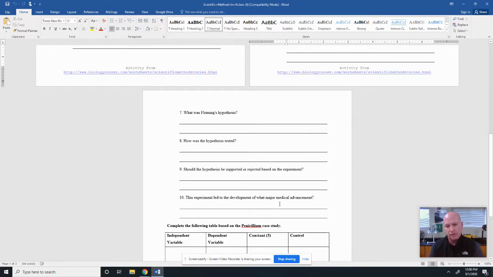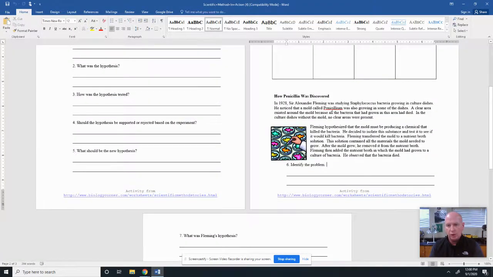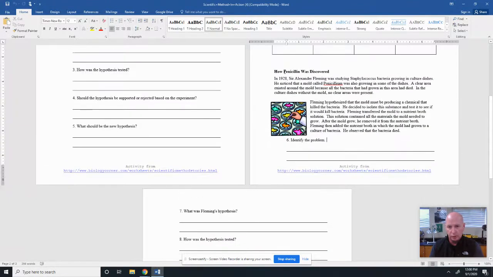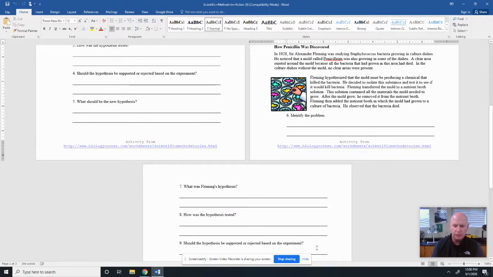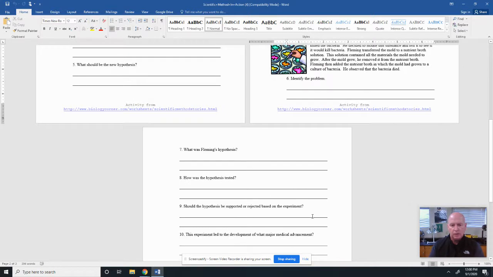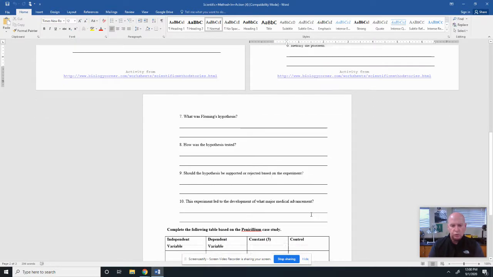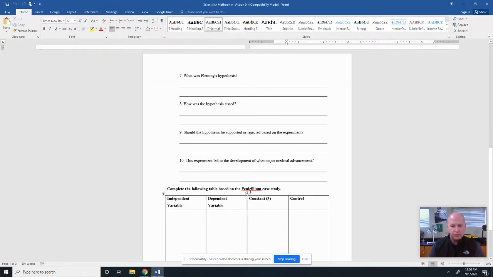This experiment led to the development of what major medical advancement? Well, it says it in the first or second sentence right there in the bold area. You got to learn to read for context. Make sure penicillin is spelled correctly.